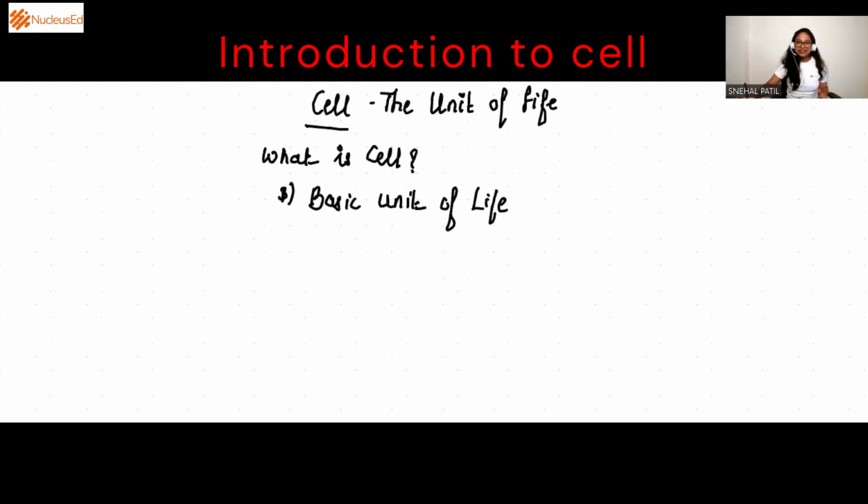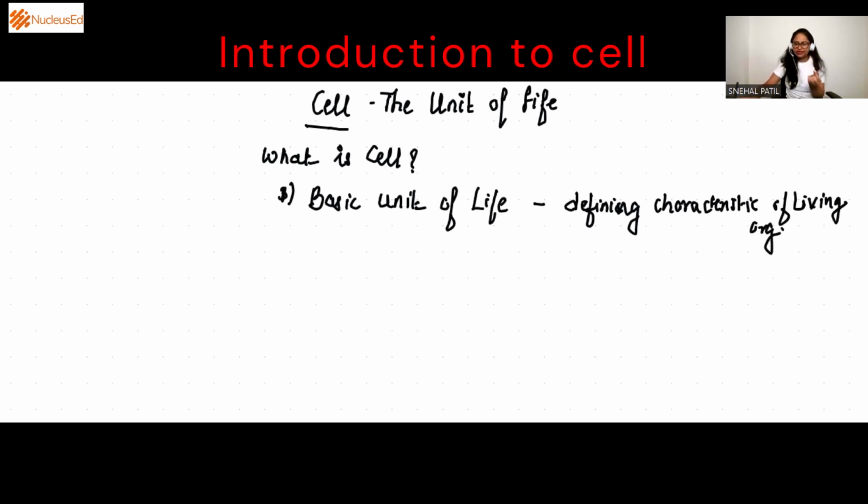So cell is considered as defining characteristic of a living organism. So if there is a living organism, be it a smallest bacteria or be it a huge elephant, there should be presence of cell to be considered as living. So basic unit of life, it is considered because it is present in each and every living organism.